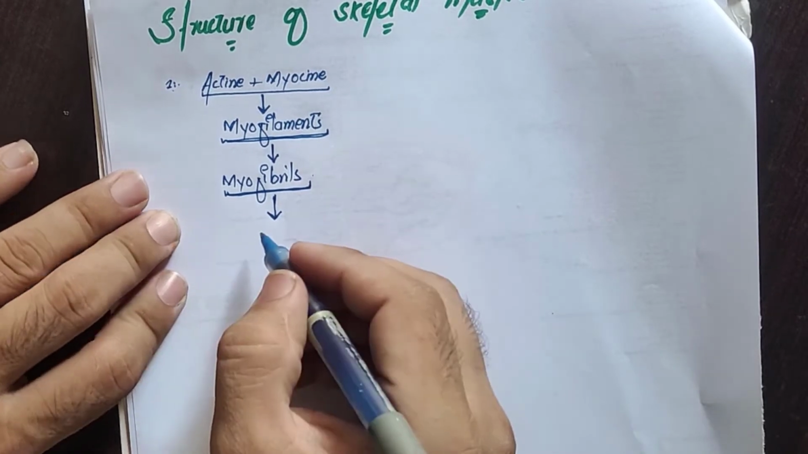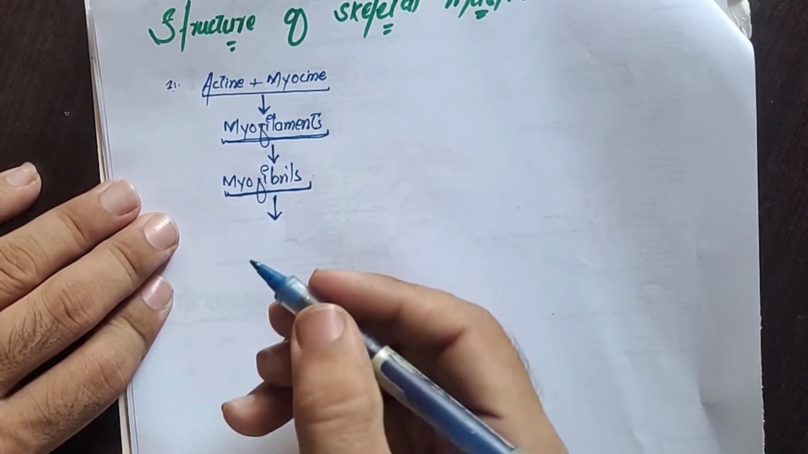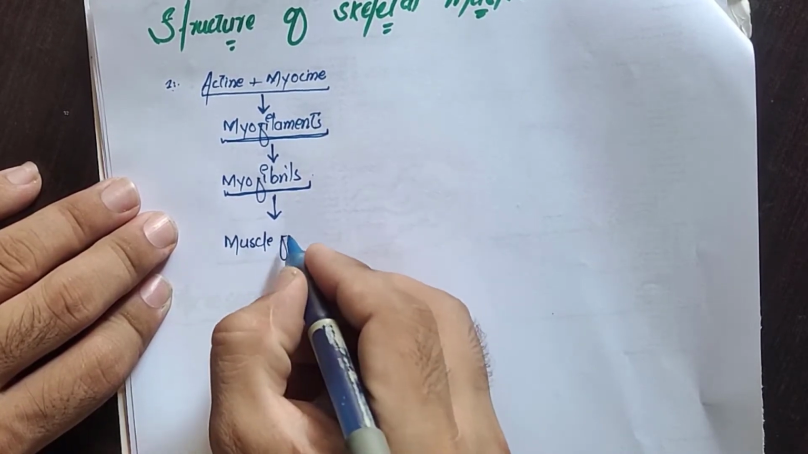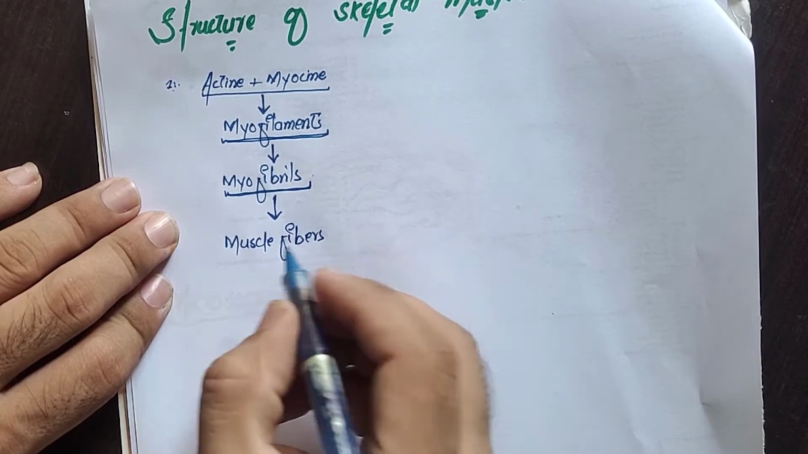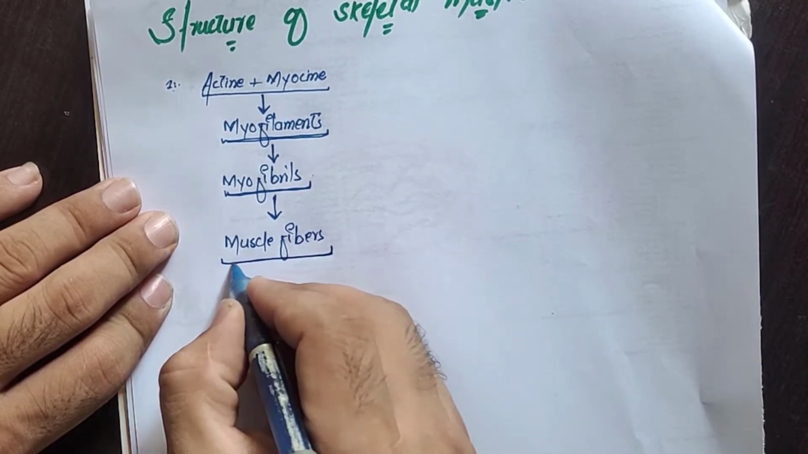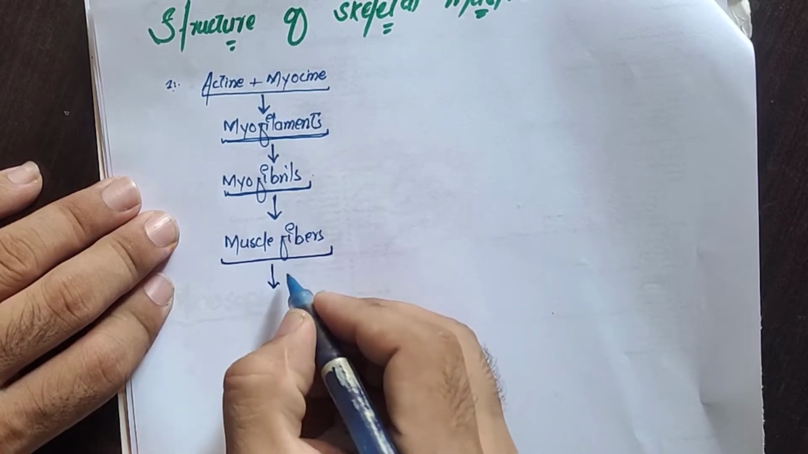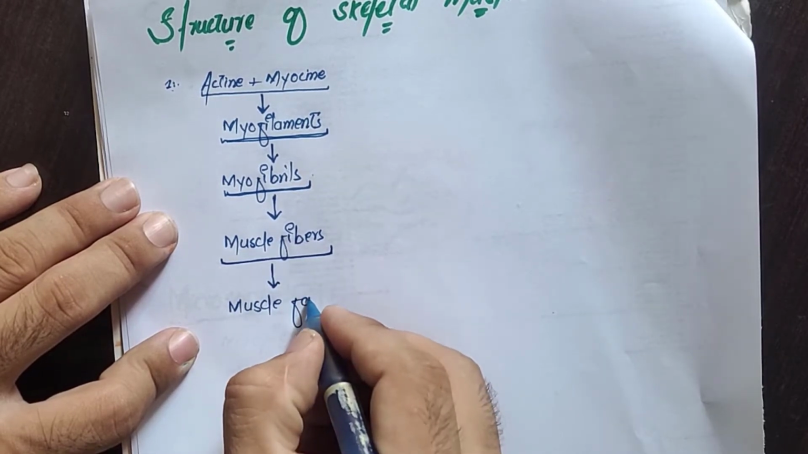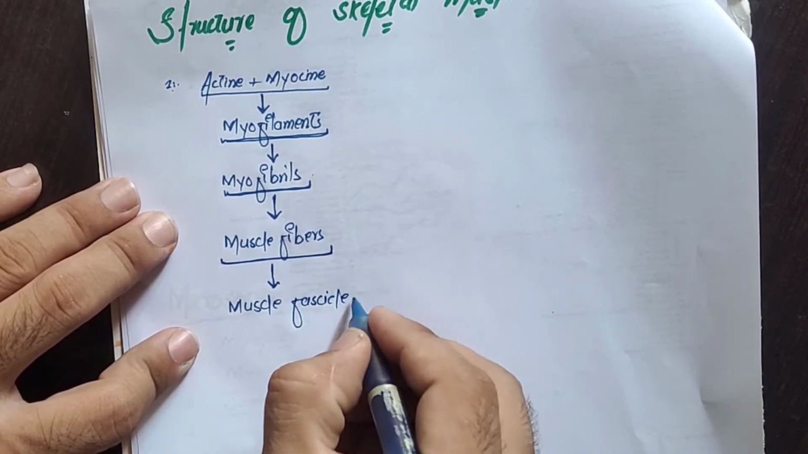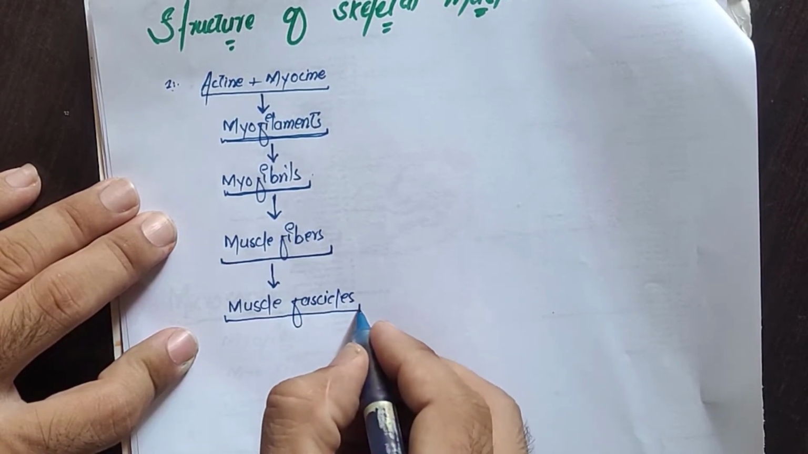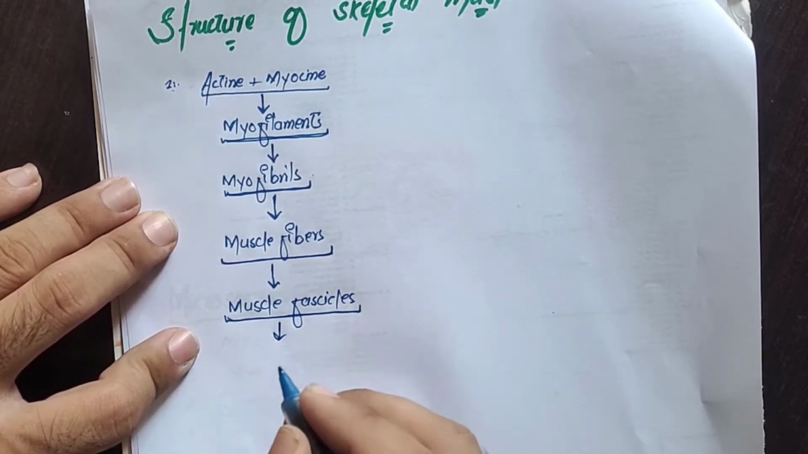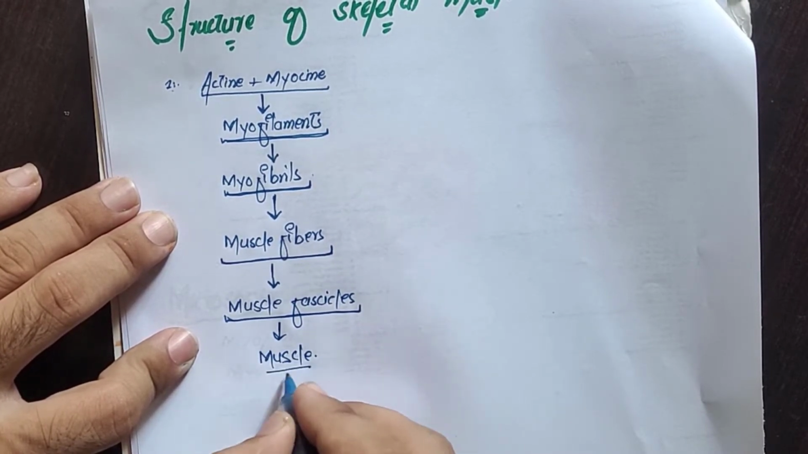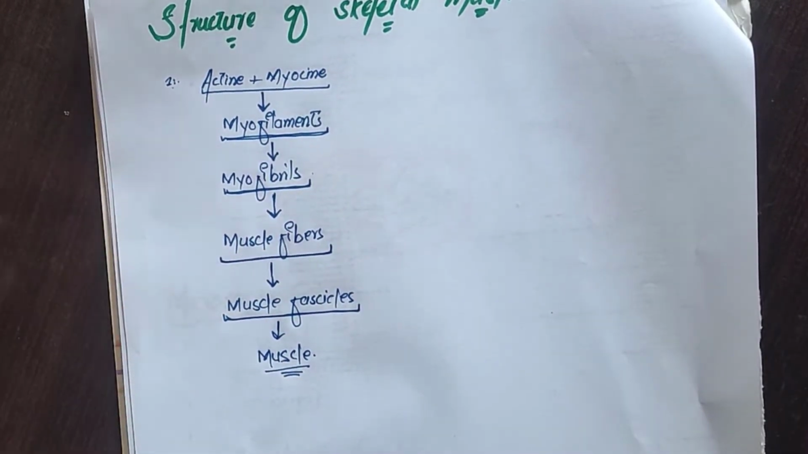The myofibrils will combine and they will make muscle fibers, right. You will see them in the diagram a little bit later, right. And these muscle fibers will combine, they will make muscle fascicles, right. And these muscle fascicles will combine and they will make muscle, right.